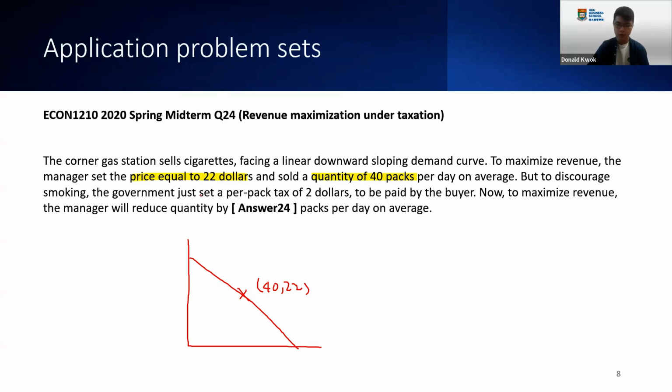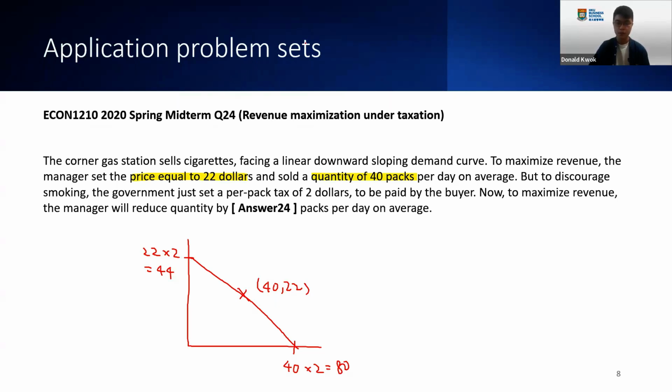Okay. Because the original revenue maximizing point is (40, 22), this is the midpoint of the original demand curve. So with this, we are able to calculate the x-intercept and the y-intercept of the original demand. For the x-intercept, it will be 40 multiplied by 2, whereas the y-intercept will be 22 multiplied by 2. So with the x and y-intercepts of the demand curve, we have 2 points here, and we are able to derive the original demand curve.